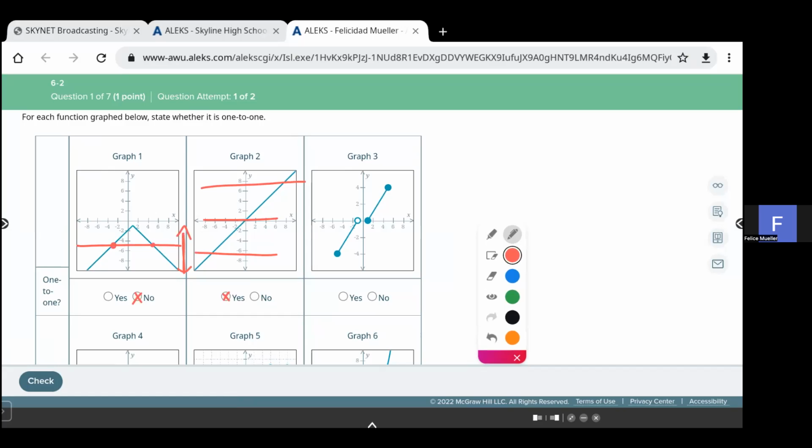And then here on the third graph, at the x-axis, it actually passes because that first circle is an open circle, meaning I don't actually exist there, so it's not really there. So this first one is no, yes, no.